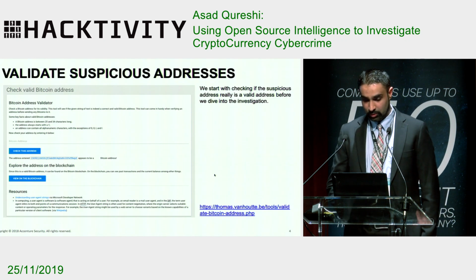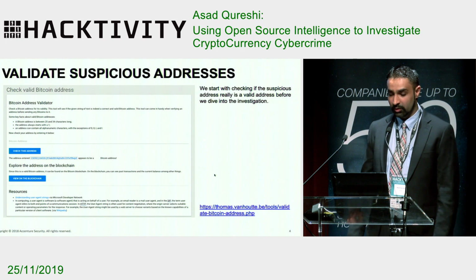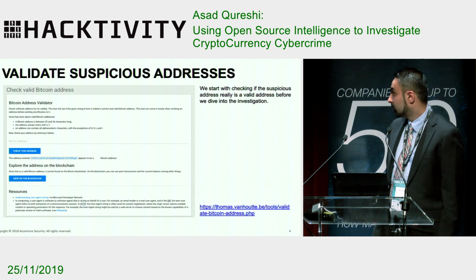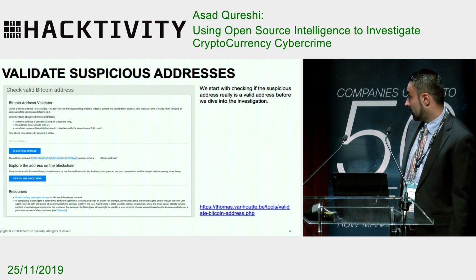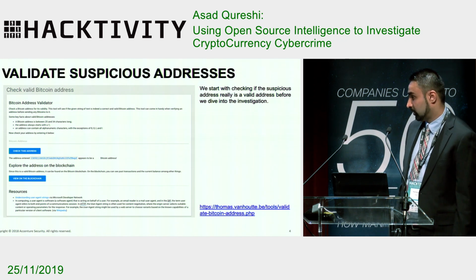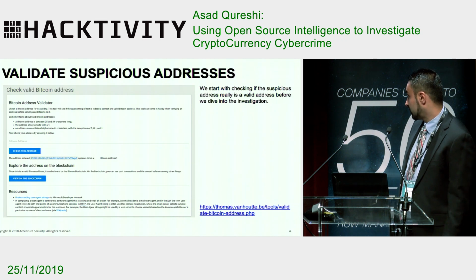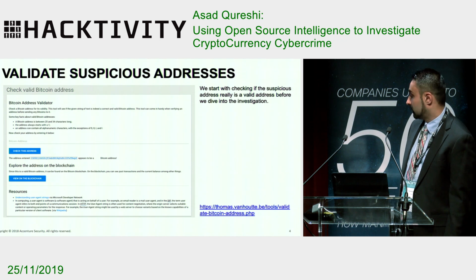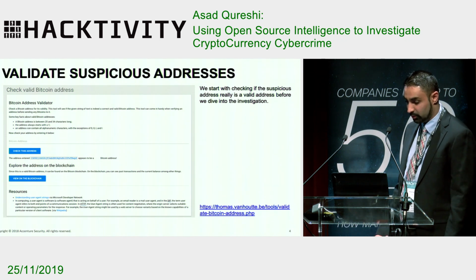Okay, so we start by validating the address. We have a suspicious address on the Bitcoin blockchain. So there is a tool which will allow us to check the address to find out if that particular address is a valid address or not. Sometimes there is an address which might not be a valid Bitcoin address. So the first thing we do is to figure out if it is actually a valid address or not.